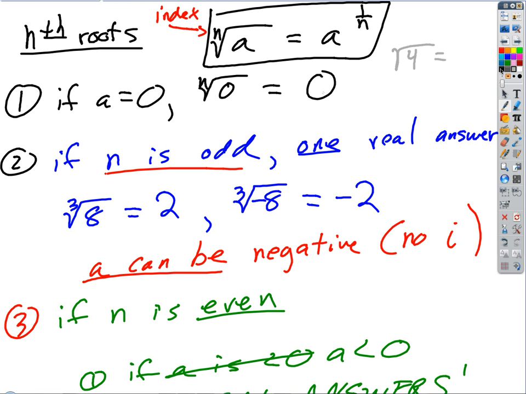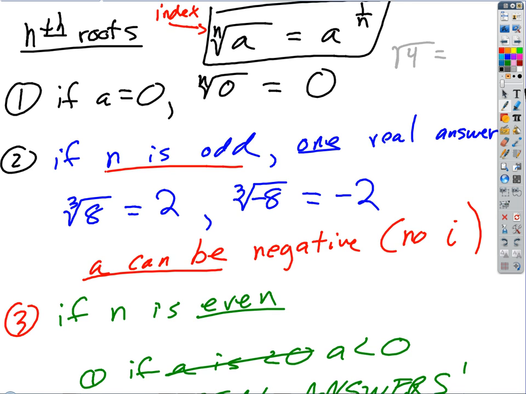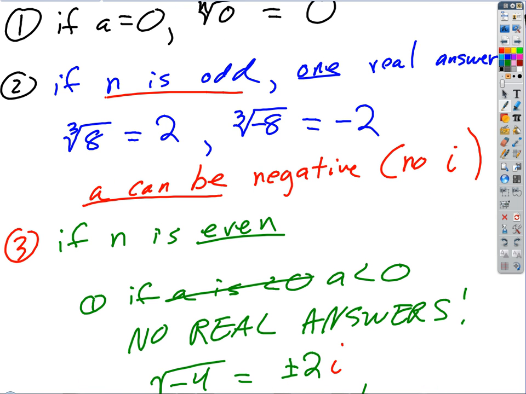Now we have to look at the other 2 categories of rules here. What about if n is odd? So now we're taking an odd root of a number, meaning the number that goes on the radical is either a 3 or a 5 or a 7 or an 11 or a 23 or some odd number. If that's the case, one nice thing about this, those are the easiest kinds to deal with, because no matter what, we're always going to get exactly one real answer every time. It also doesn't matter if we're taking odd roots of positive or negative numbers. I'm going to get answers for both of those.